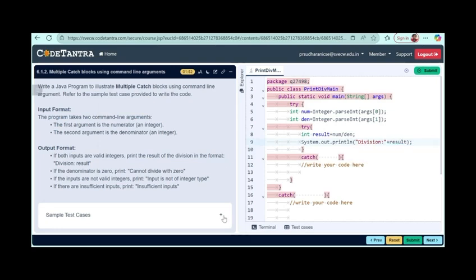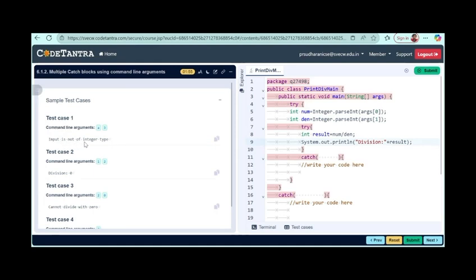Okay, the program begins by reading command line arguments. The first argument is the numerator, so we are reading it using Integer.parseInt and args[0]. The second argument is the denominator. We use Integer.parseInt to convert the string input into an integer. If the input is not a valid integer, for example ABC is given as an argument, this will throw NumberFormatException.